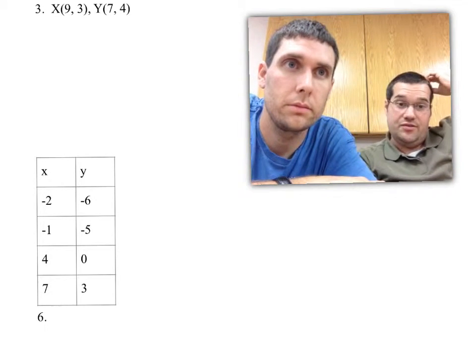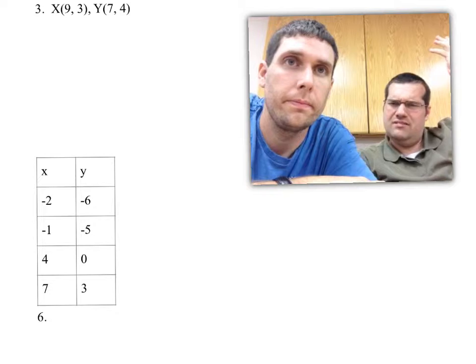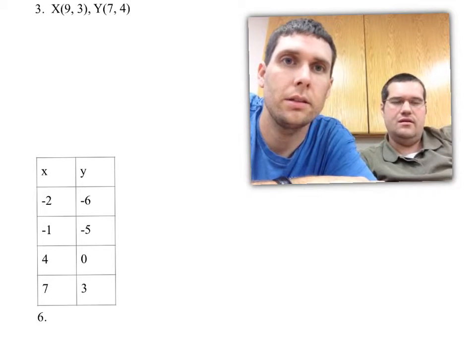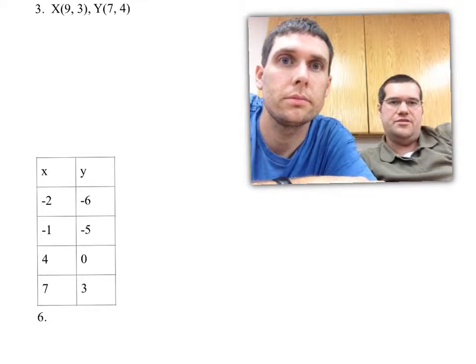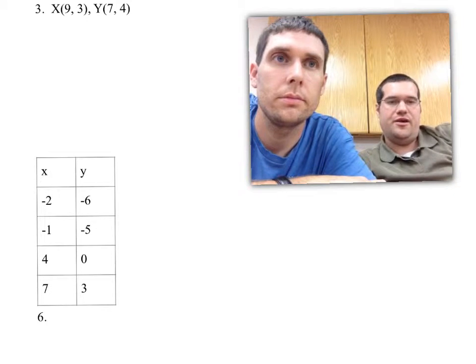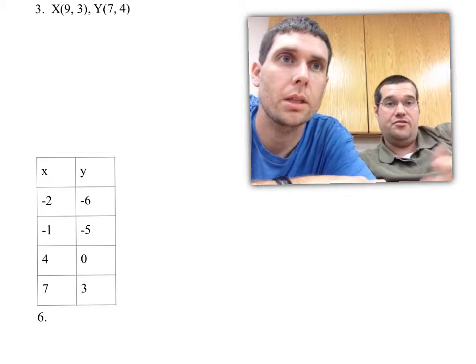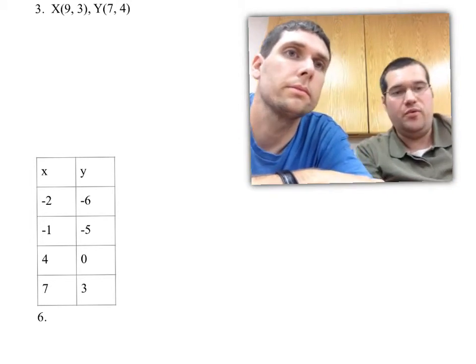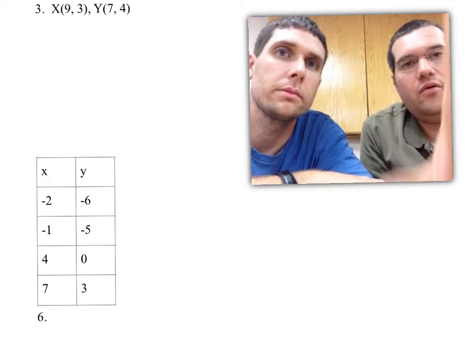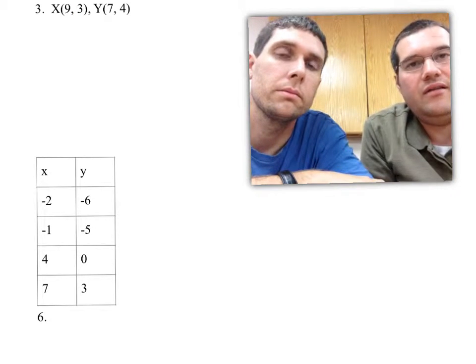So this is Unit 9, Day 1, focusing on rate of change. And here are the two practice problems that we gave you. Number 3, we give you the coordinates of 2 points. So we gave you the coordinates of x being (9, 3) and y being (7, 4).